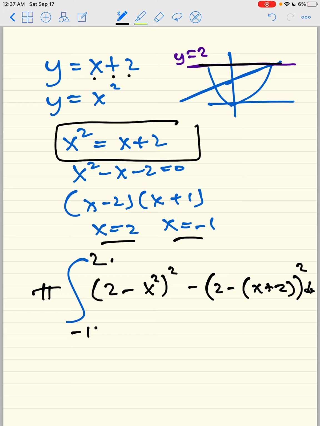You want to revolve it around the line y equals 2. y equals 2 is here. So you want to do longest distance squared minus shortest distance squared. So 2 minus x squared, squared, longest distance squared minus shortest distance squared. Okay? So that's how you do these problems.